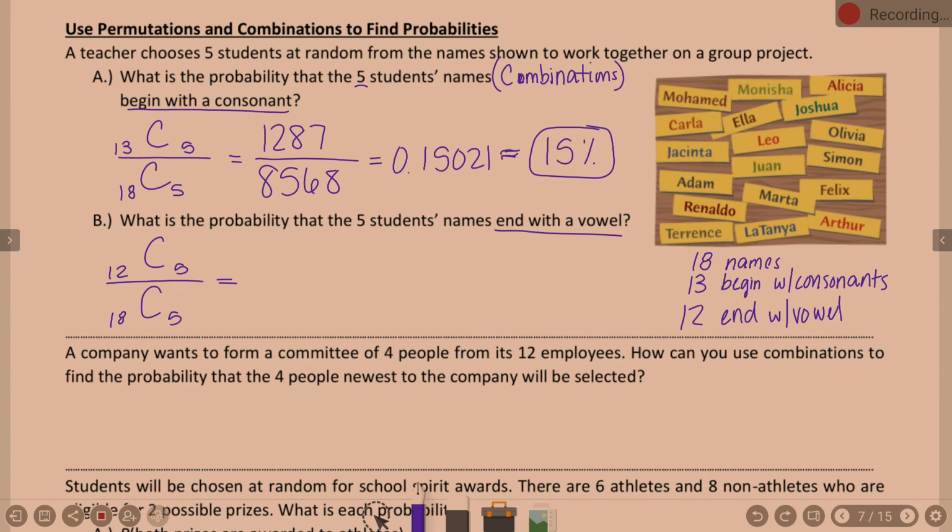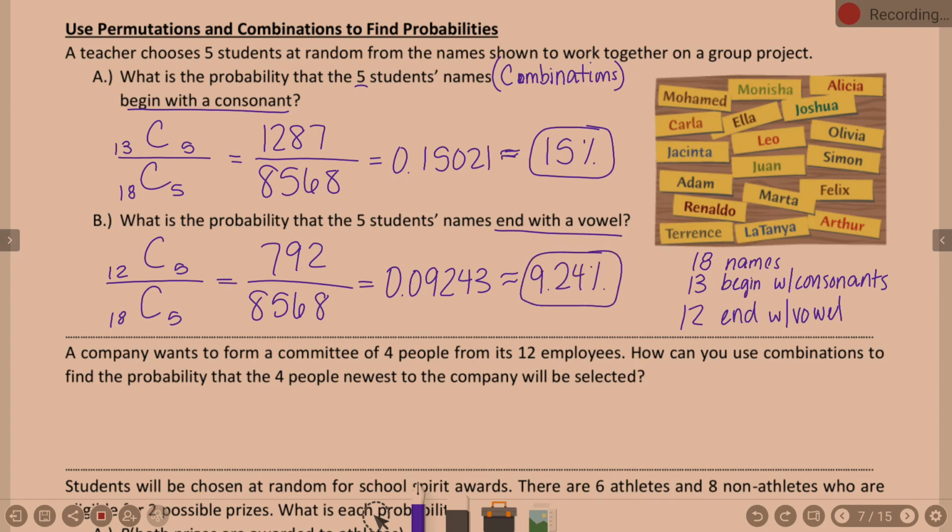I know my denominator is 8,568. Numerator is 792. For whatever reason, I have this decimal, or this percent to 2 decimal places. I am not consistent. Oof. 0.09243, which is approximately 9%. I would take it. You guys know, watch Savas. I have 9.24% written on my answer. Okay.